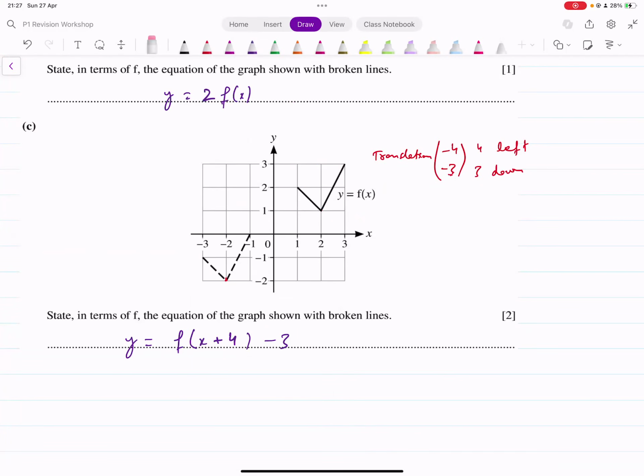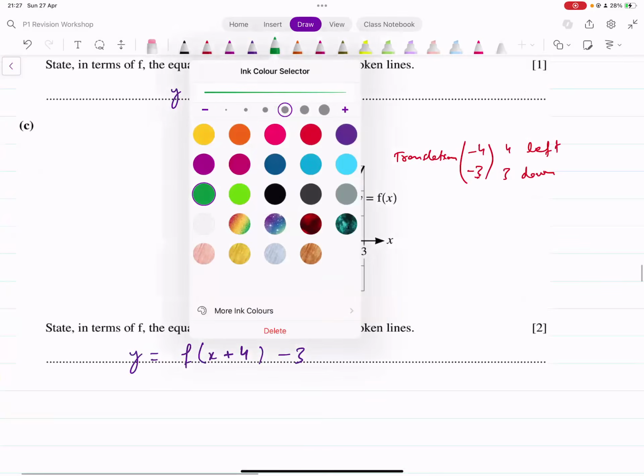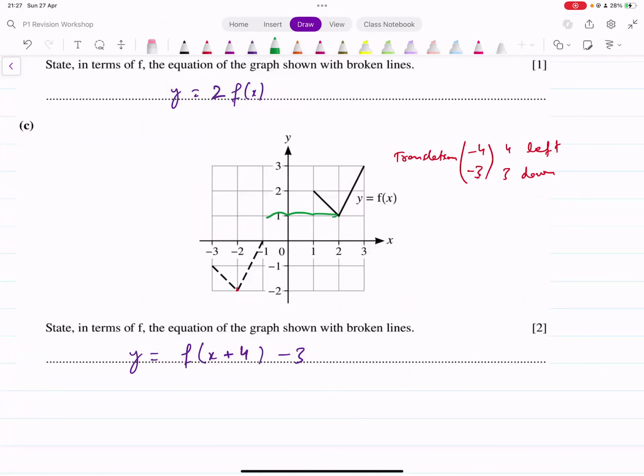Now, that's clearly a translation. The graph is shifting from one point to another. How many units to the left? 1, 2, 3, 4 units left. So that's minus 4. And then 1, 2, 3 units down. So the translation vector for this is going to be minus 4 and minus 3.